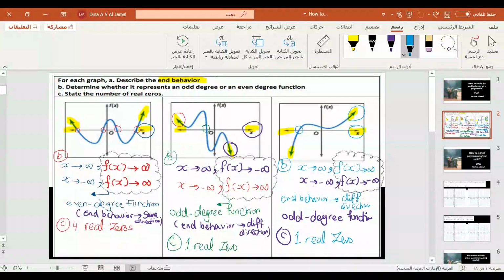With this, I have summarized for you the end behavior. Whenever you are having end behavior on the same direction, you will be having even degree function. Whenever it is different directions, that means it is odd degree function. And when you would like to have the real zeros, that means you should look at the intersection with x-axis.